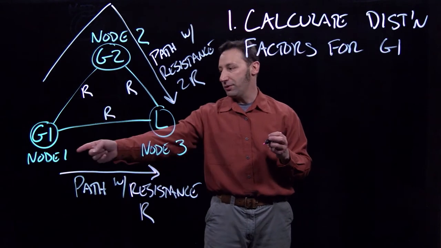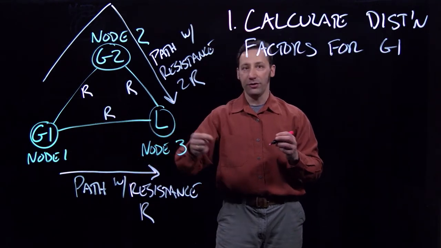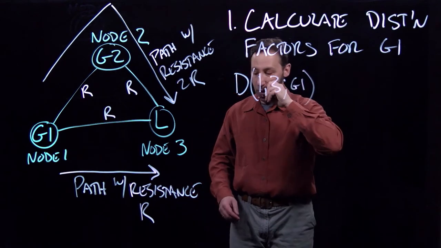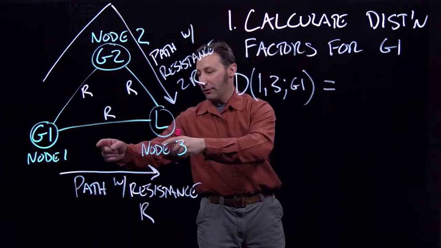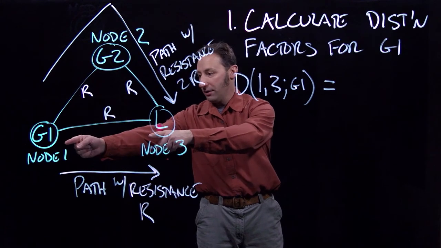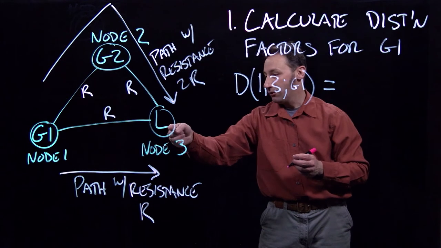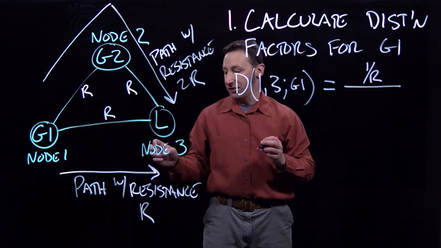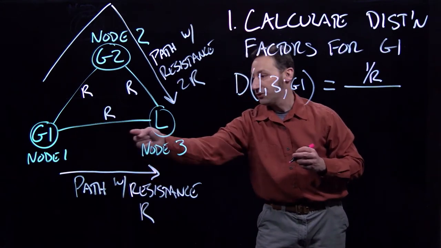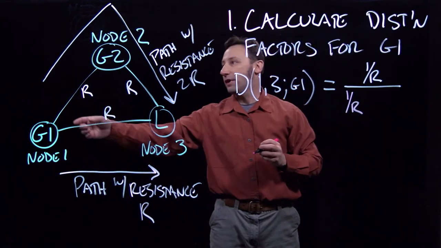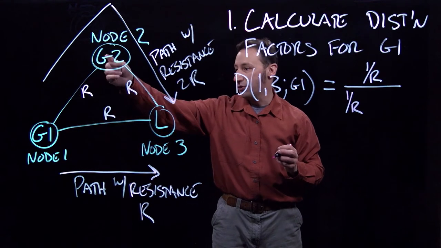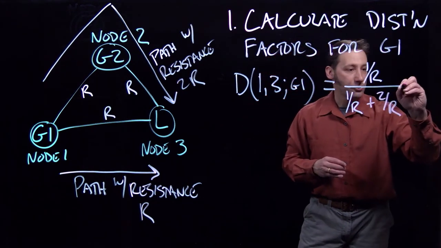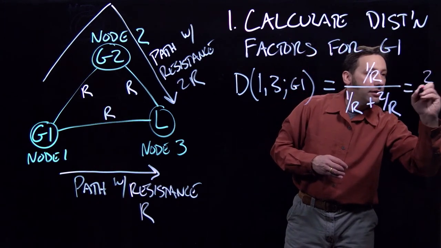First we'll do the distribution factor for G1 for line 1 to 3. This is going to be equal to the inverse of the resistance of the path that line 1 to 3 is a part of. This is the shorter path with resistance R, so we'll take the inverse of that, divided by the sum of the inverse resistances of both paths. We have one path with resistance R, the direct path, and a second, indirect path, which goes from node 1 to 2 and then node 2 to 3, with total resistance 2R. All of the R's are going to cancel here, and we will get 2/3.